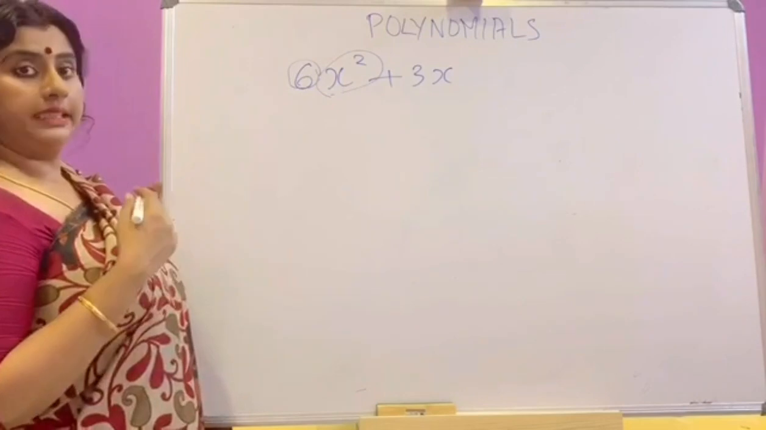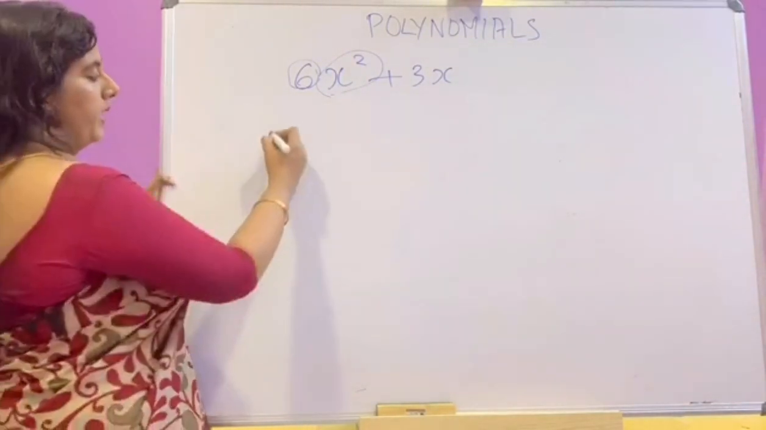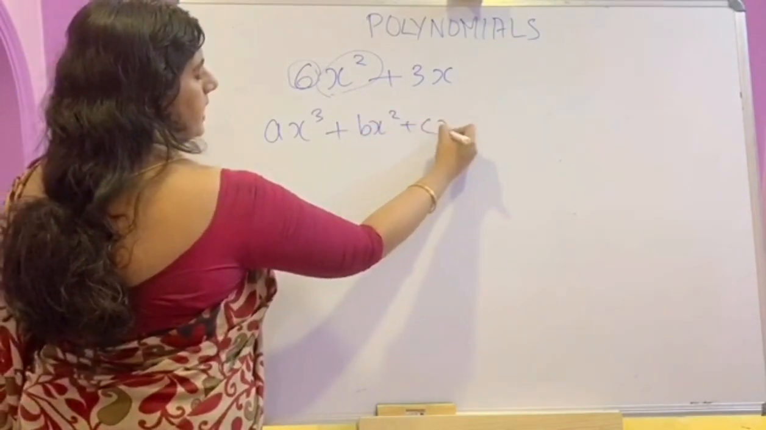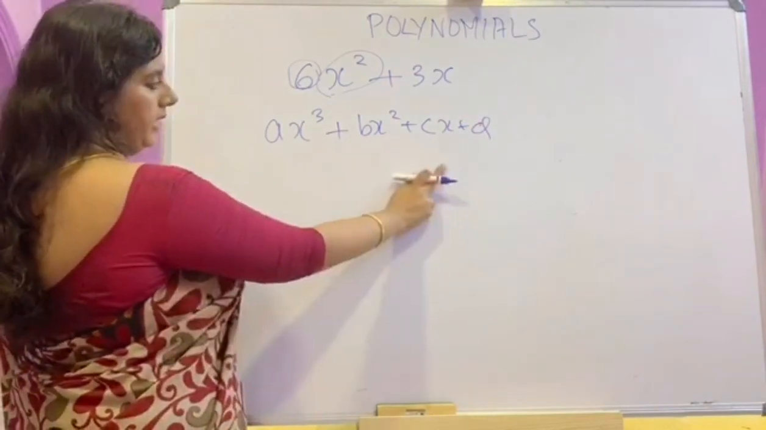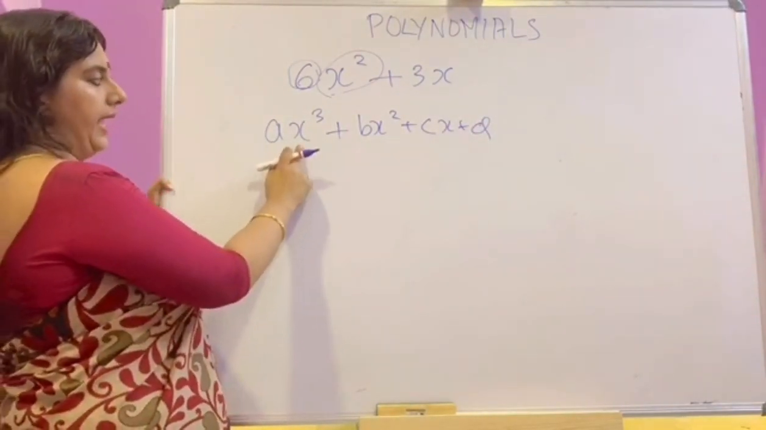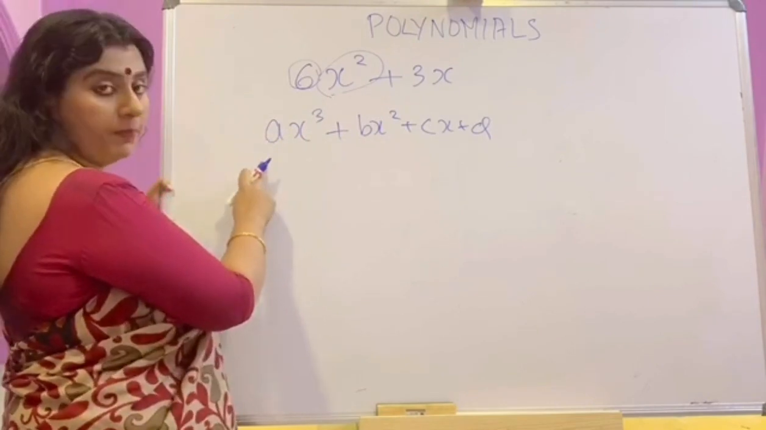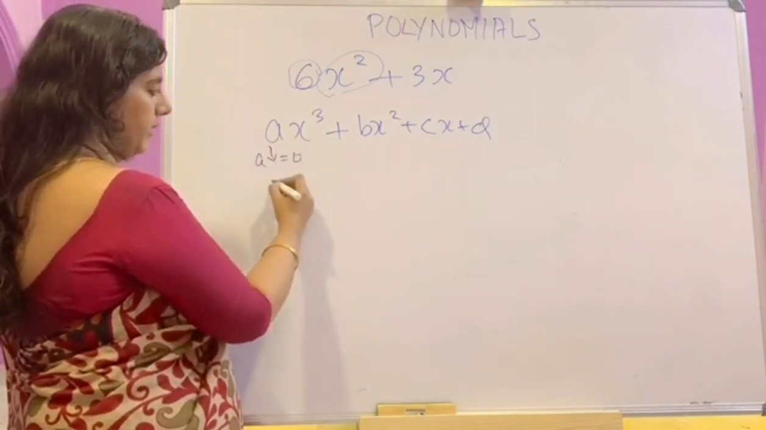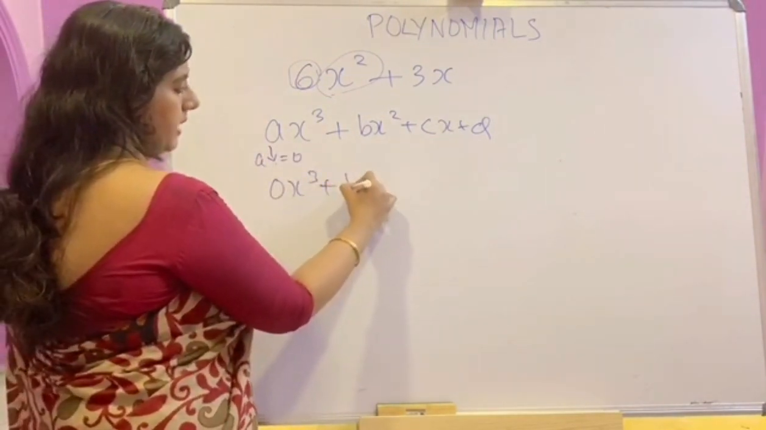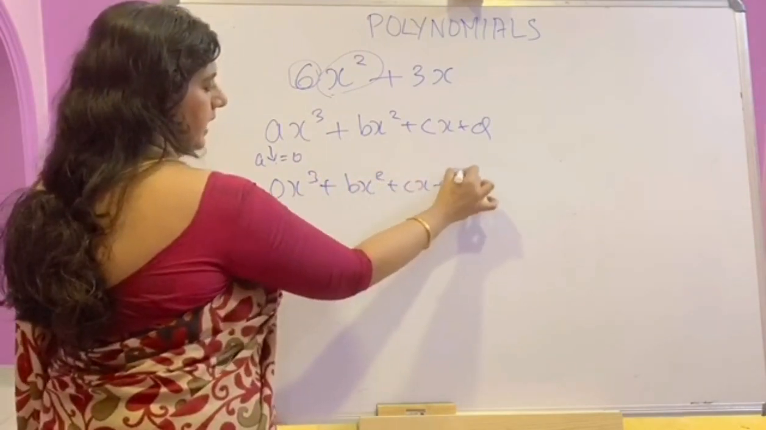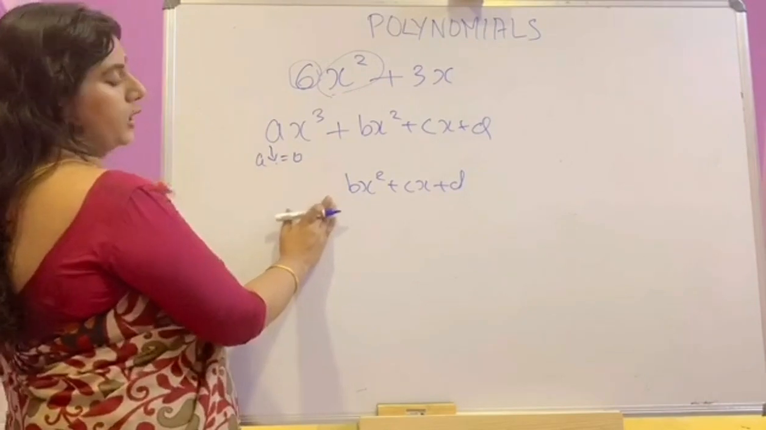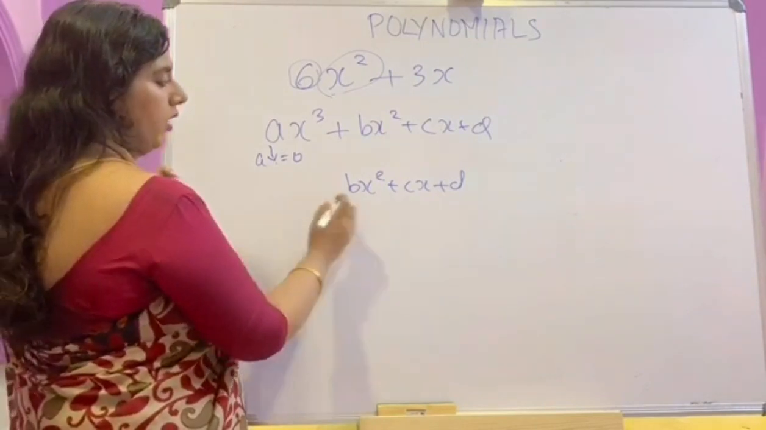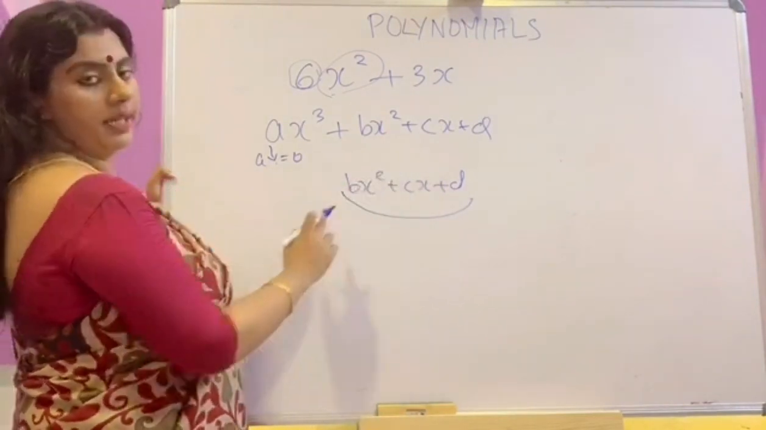Now for a third degree polynomial, that is a cubic polynomial, the general form will be ax cube plus bx square plus cx plus d. Here this is third degree, but remember here x cube's coefficient must not be 0. If a is equal to 0, then it becomes 0x cube plus bx square plus cx plus d. This term will become 0 because 0 into any number gives the answer 0. So this term will be gone, then it is a second degree polynomial.